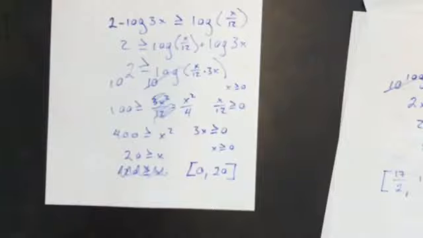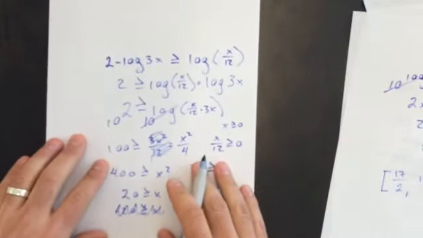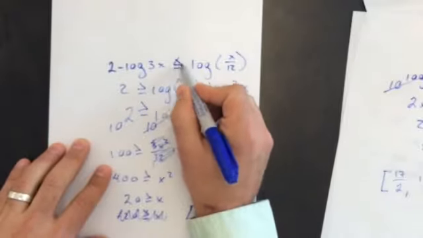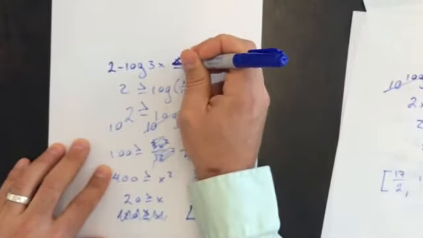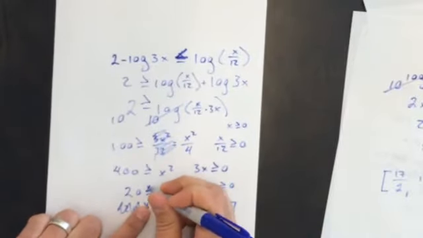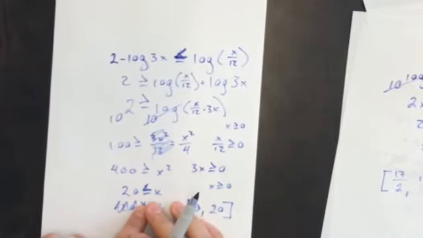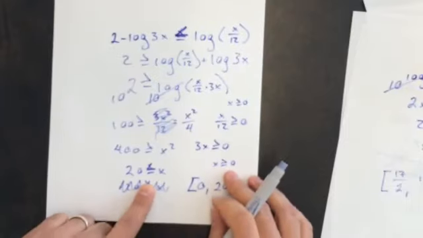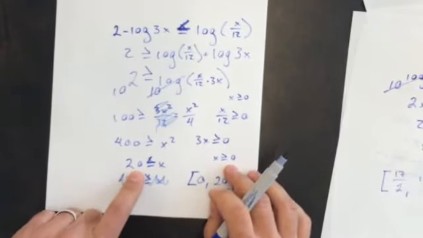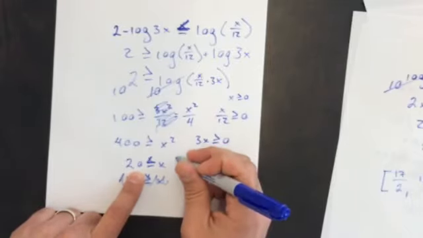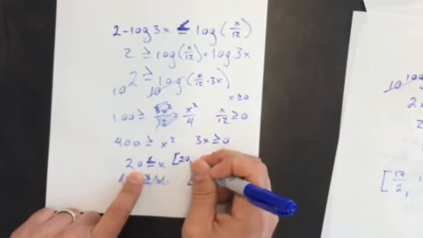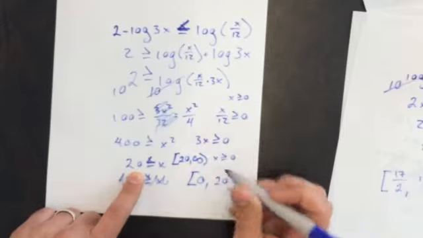Now let's say I did the exact same example, but this was originally a less than or equal to sign. Okay? So when I get to the end, I have x is greater than or equal to 20 and x is greater than or equal to 0. Well, when I say this, I've already said this. So I don't need to say them both. I would just put 20 to infinity, not included.